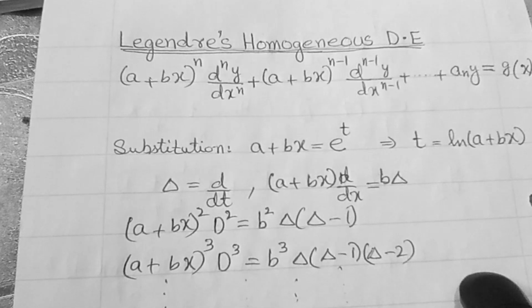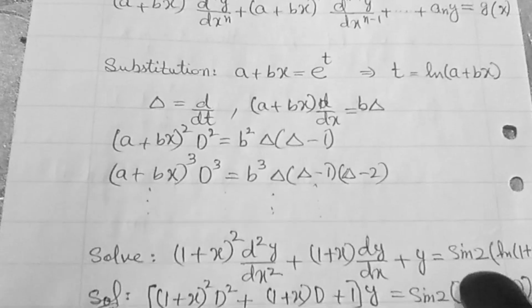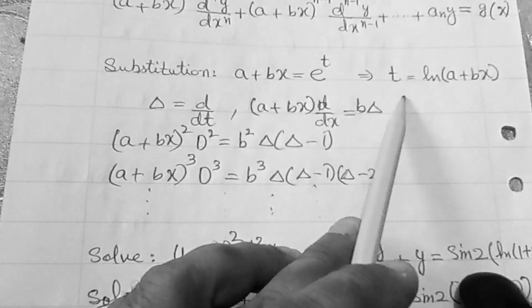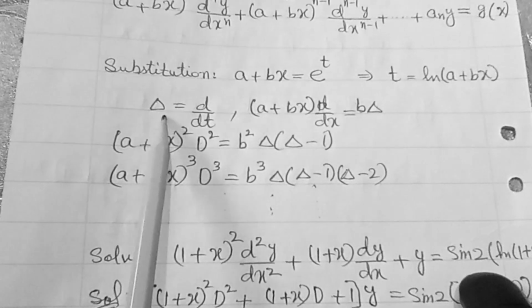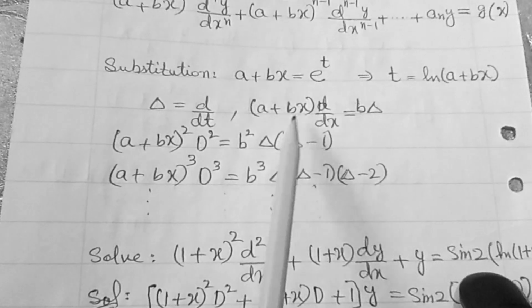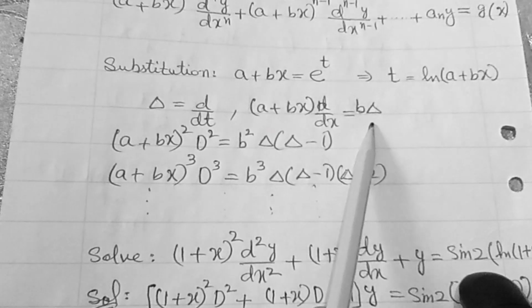And here we will apply a substitution to pursue the solution of such a kind of equation. What substitution will we use here? For instance, a plus bx we will substitute as exponential t, and t becomes ln of a plus bx. And for instance, delta would be d upon dt, and a plus bx times d upon dx will be b delta.